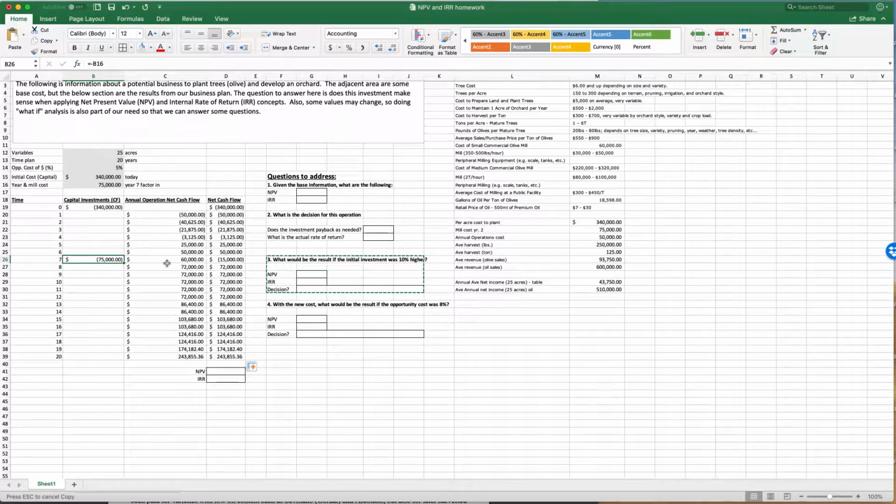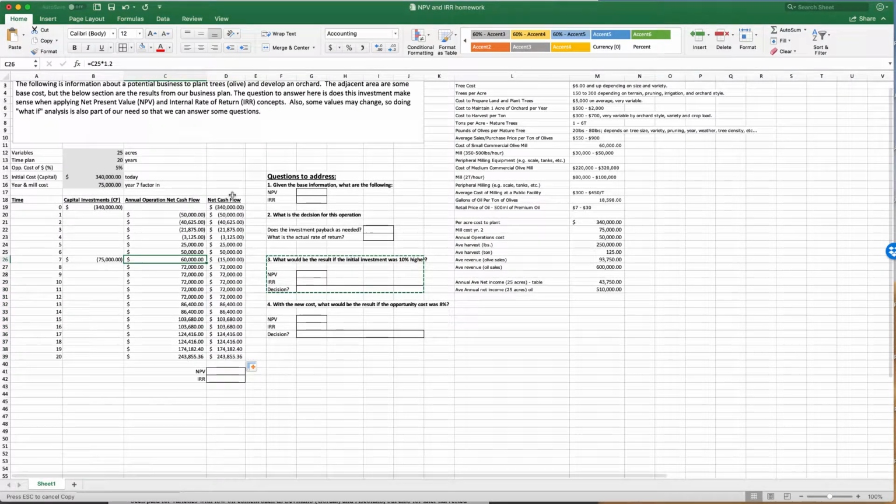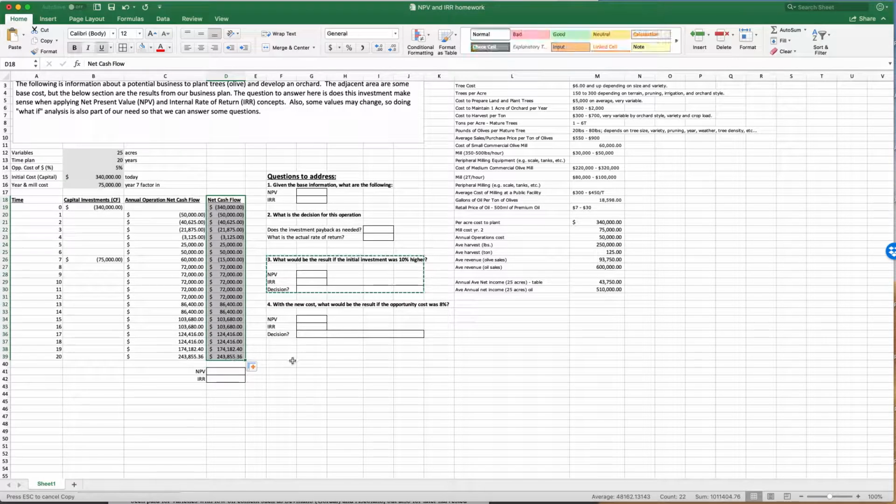In year 7, we had to pay $75,000 up front. We still were harvesting, but that ends up making us short $15,000. And then finally, in these next years, year 8 all the way through 20, we are looking like a positive cash flow business, but it took us a while to get there. So that's kind of the question. All right, so we've got our annual net cash flow figured out.